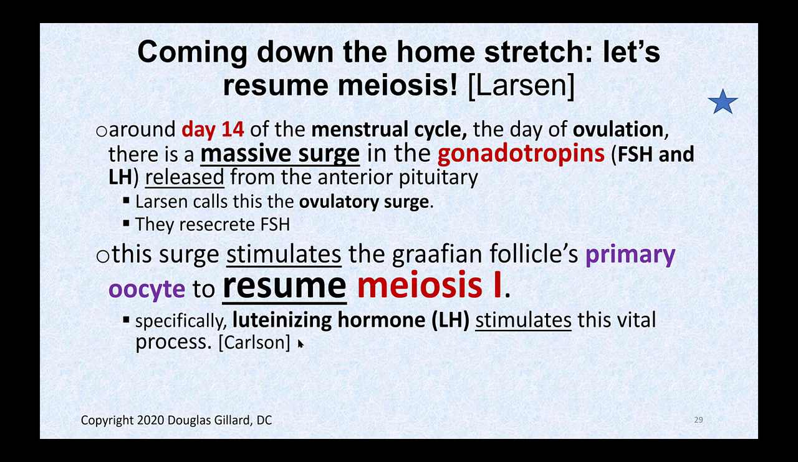So about day 14, we get another surge of FSH. There's only three that are left because the other ones died off because FSH was not secreted. Now FSH is secreted again, and this is called the ovulatory surge. This surge stimulates the graafian follicle's primary oocyte to resume meiosis one. And it's usually only the biggest follicle of the three that undergoes this process. And it's actually luteinizing hormone that is the one.